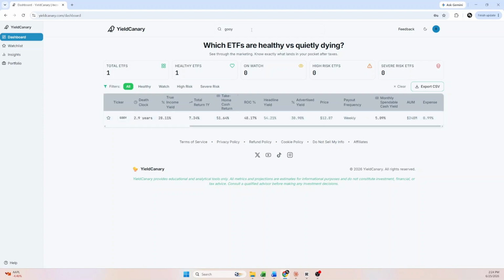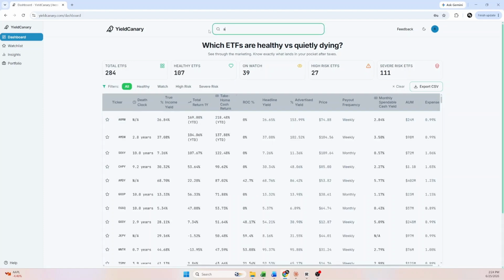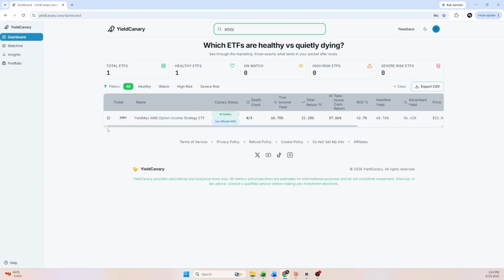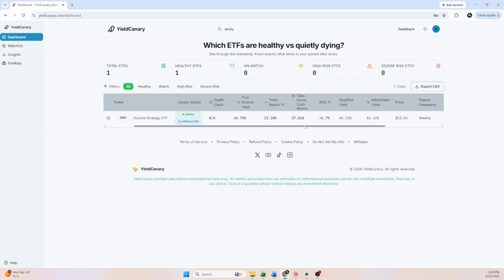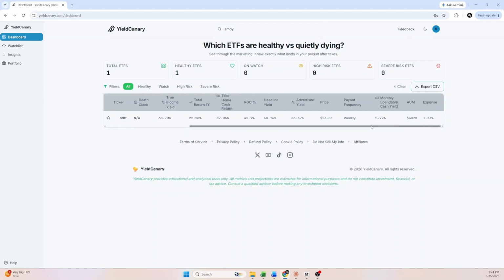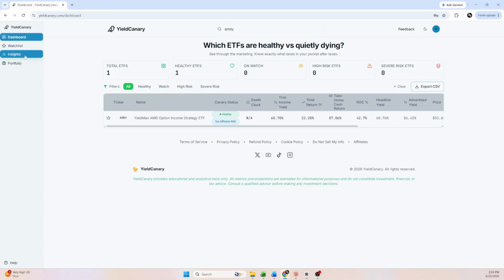And finally, number one on the list is AMDY, and this is also a YieldMax fund. This one has the tax efficient badge. This is their AMD option income ETF, true income yield just under 69%, return of capital about 42%, and we have a monthly spendable cash yield of 5.77%.